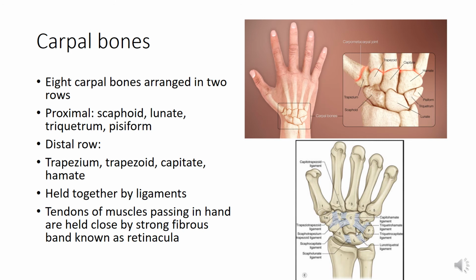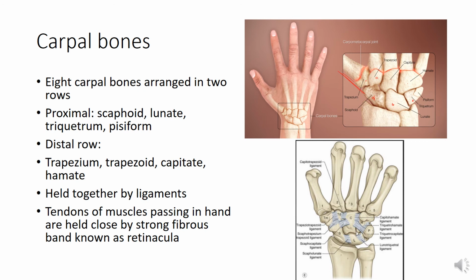The proximal layer consists of 4 bones: the scaphoid, the lunate, the triquetrium, and the pisiform bone. While the distal row contains the trapezium on the lateral side. This is the thumb side: trapezium, trapezoid, capitate, and hamate.